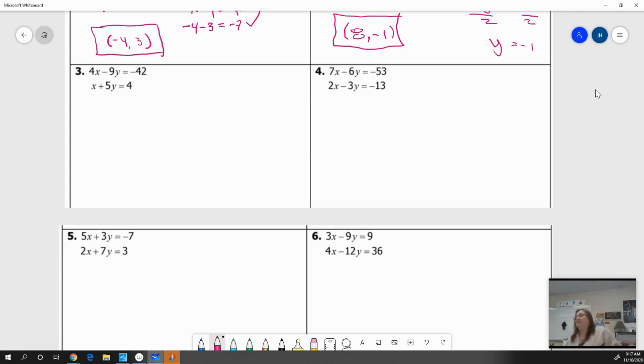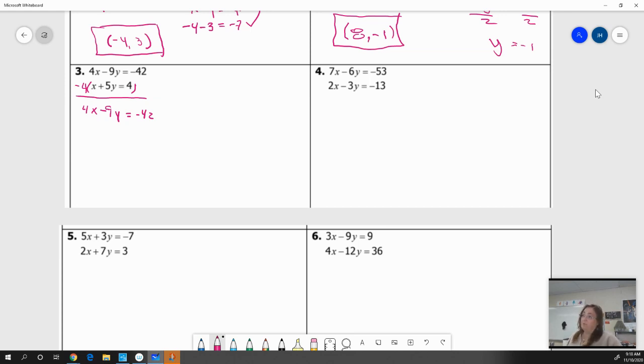But I can look at this and go, well, if I multiply this whole thing times -4, that would give me -4x, right? Which is the opposite of 4x. So I'm just going to multiply this whole thing times -4. And I'm going to rewrite the equation. I'm going to rewrite the top equation, which is 4x minus 9y equals -42. And then I'm going to rewrite the bottom equation with the -4 multiplied to it.